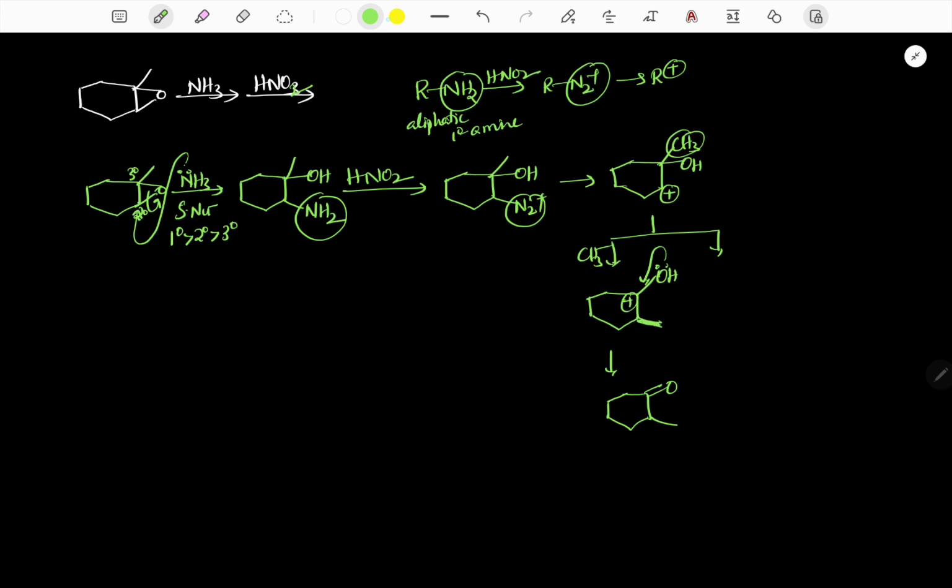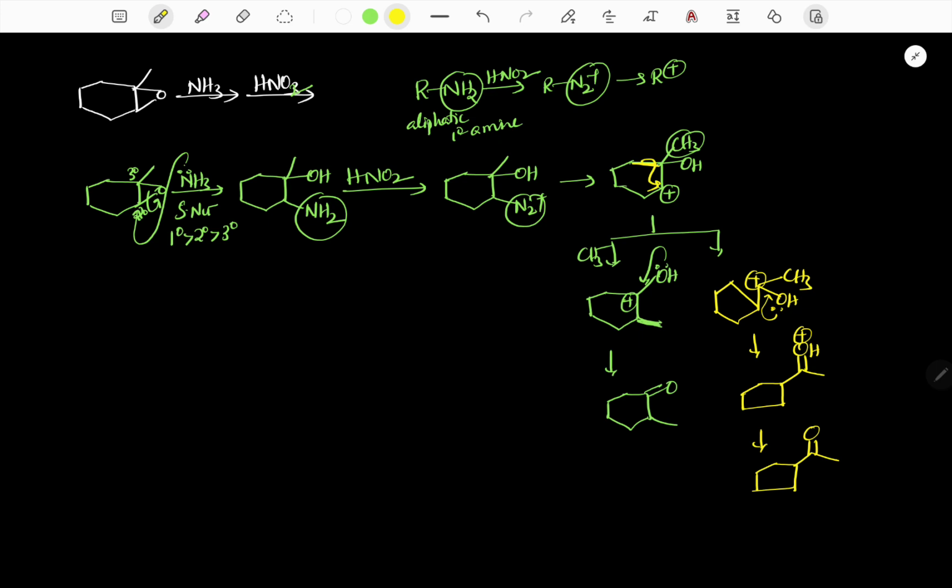Another possibility is, if you observe clearly, ring contraction. Even at that time also, the corresponding octet is possible. Now because of the lone pair, it loses a proton and finally it gives the corresponding product cyclopentane and double bond OH plus. Now it loses a proton and gives the corresponding ketone.